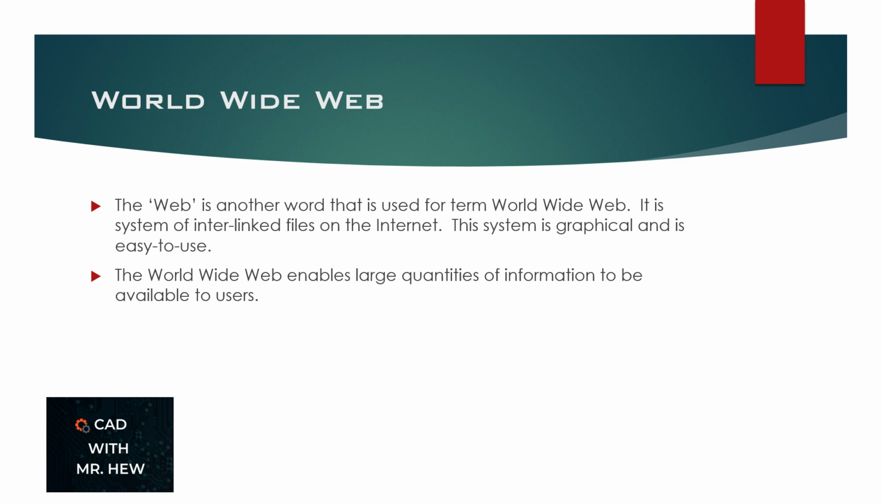The World Wide Web. The web is another word that is used for the term World Wide Web. It is a set of interrelated files on the internet. This system is graphical and is easy to use. The World Wide Web enables large quantities of information to be available to users on the internet.